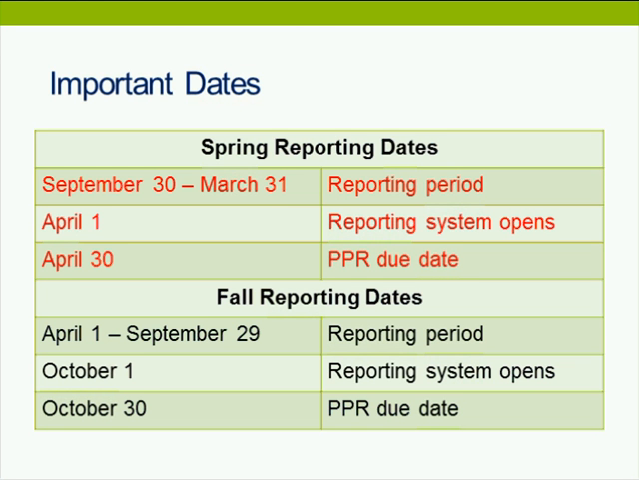This slide outlines the reporting periods and some PPR due dates. For the reporting period ending March 31st, the OLDC system opens the first day of April, and you have 1 month to complete and submit the report. So for new grantees, this is the first time you will be reporting for your newly awarded FY 2016 grants. These key dates are highlighted in red on the slide. And for the reporting period ending September 29th, the system opens the 1st of October, and you have 1 month to complete and submit the PPR.